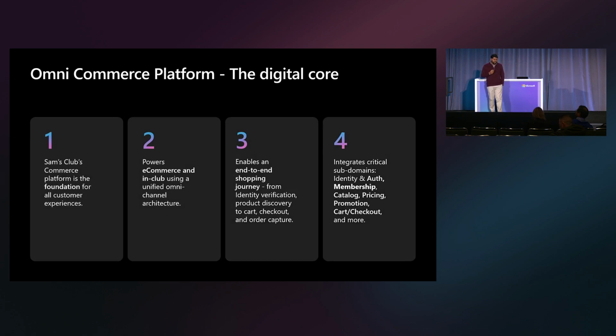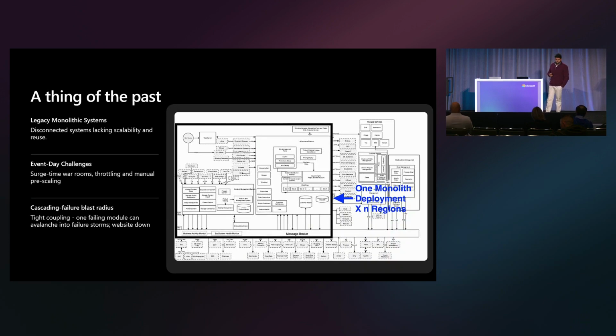Let me introduce you to the digital core that we have at SAMS, which is our omni-commerce platform. This is the foundation for all our customer journeys. And it is an omni-channel architecture. What do you mean by that? That means we have in-club customers to serve and also online e-commerce customers to serve. And this enables an end-to-end shopping journey from login to checkout, a usual retail flow. And this is achieved by integrating all the services and subdomains of a typical e-commerce system.